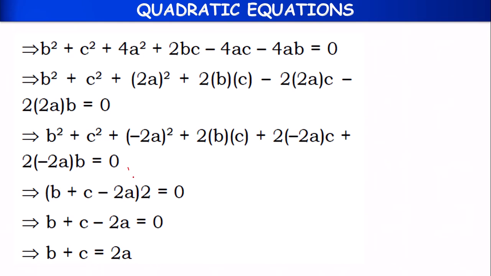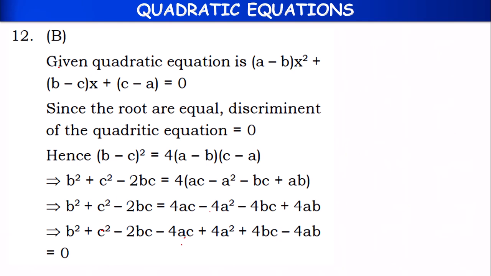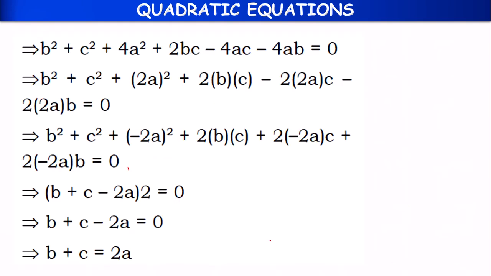Again after simplifying, so here minus 2bc plus 4bc plus 2bc will come, this is b square, this is c square, this is 4a square. 4a square they have written as 2a whole square. Then 2bc, 2 into b into c. 4ac they have written as 2 into 2a into c. 4ab they have written as 2 into 2a into b.